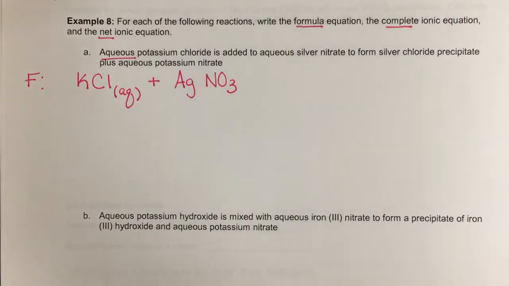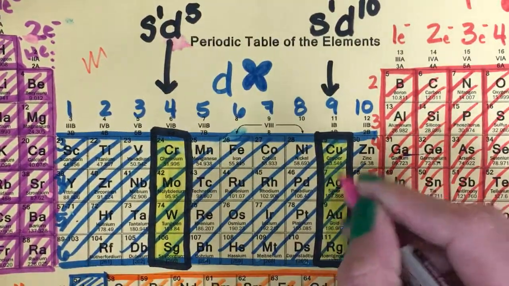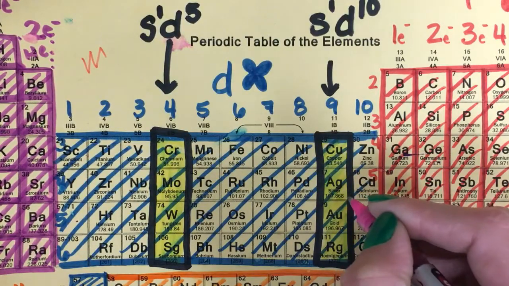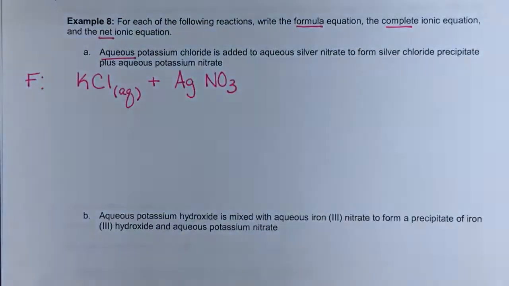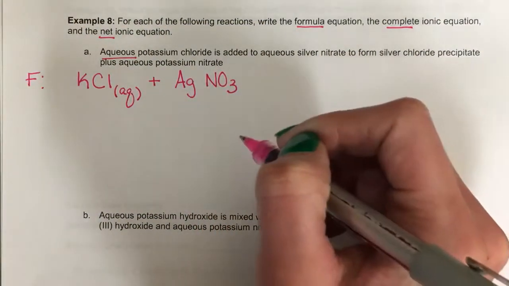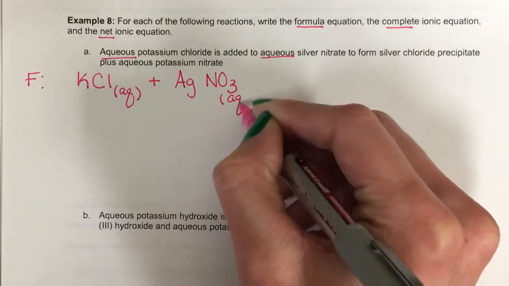Again, because it's ionic, I need to make sure the charge is balanced. I know NO3 is a polyatomic ion with a -1 charge. Now silver, even though it's a transition metal, we learned in our previous lab that silver is always a +1 charge. So +1 -1, I'm good. And again, that was aqueous.